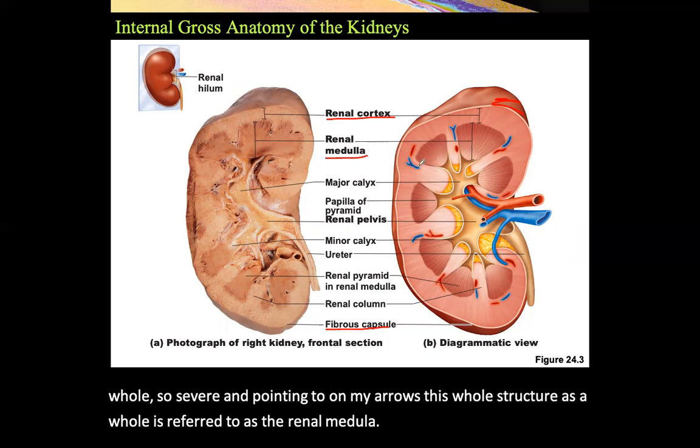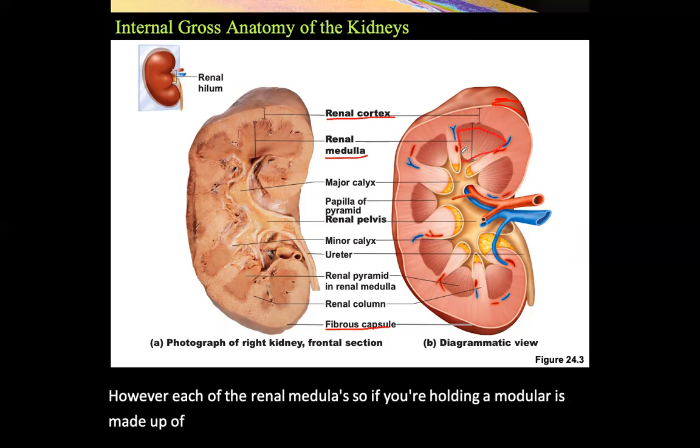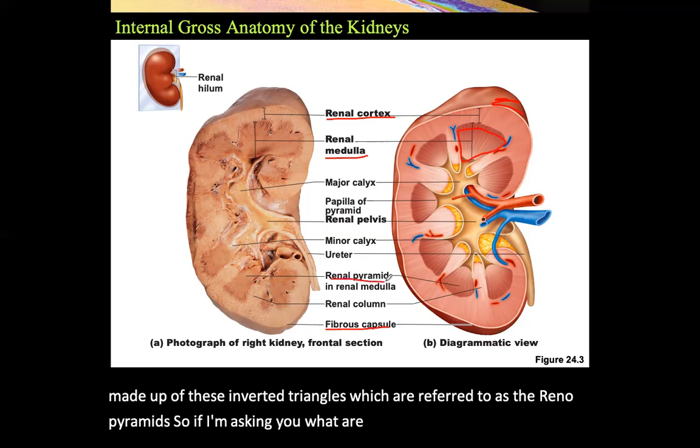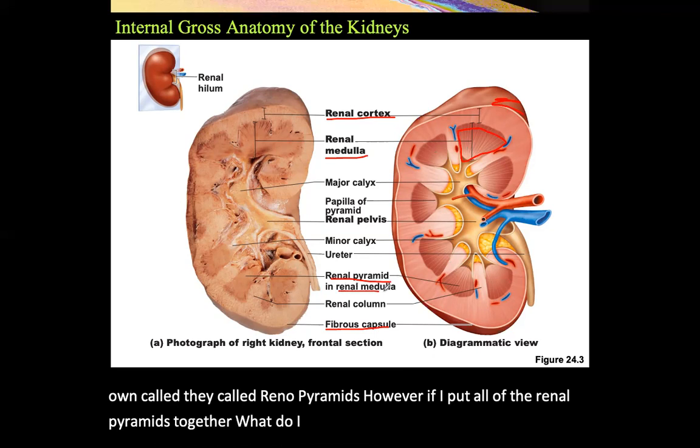However, each of the renal medullas, the whole renal medulla, is made up of these inverted triangles, which are referred to as the renal pyramids. So if I'm asking you what the individual structures on their own are called, they're called renal pyramids. However, if I put all of the renal pyramids together, what do I get? I get my structure called the renal medulla.